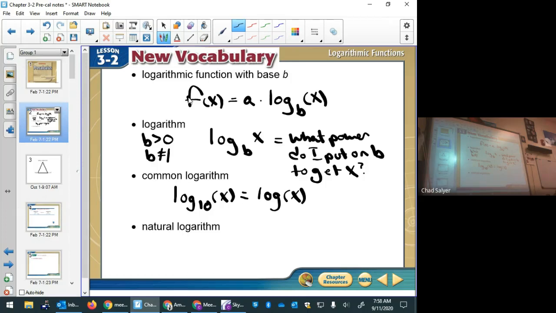In the same way, if you don't see an index on a root, it's understood to be a square root. And no base on a logarithm means it's base 10. Why is 10 such an important number in our number system? It's the base of the system. Why do you think we chose 10? Is there something special about 10?